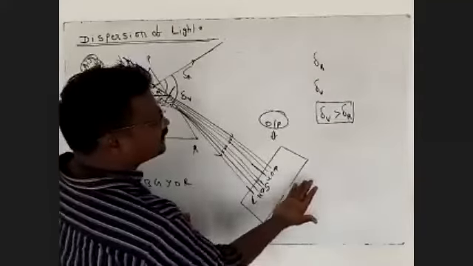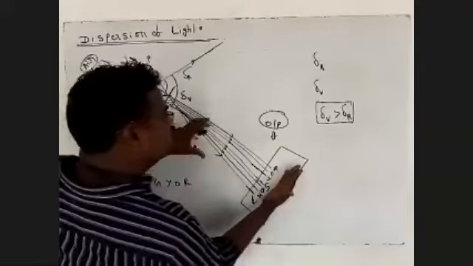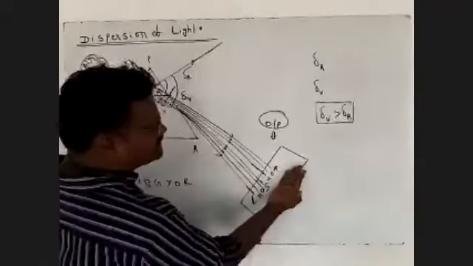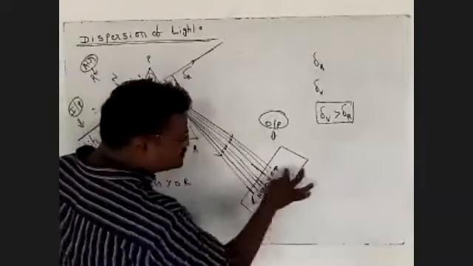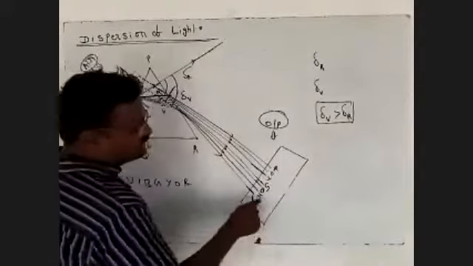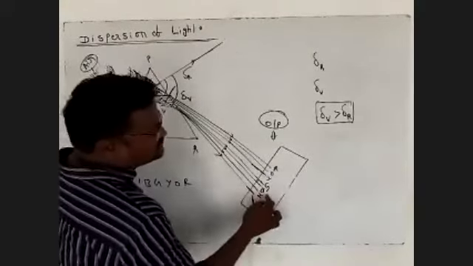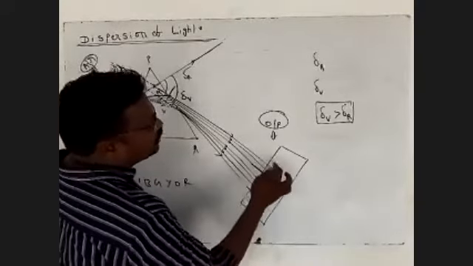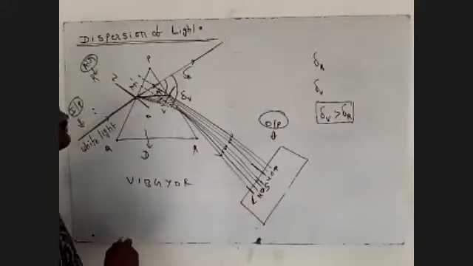So we take one screen. The screen is kept this side. So some colors fall on the screen. So we are finding the colors on the screen. The colors are VIBGYOR. V indicates violet, I means indigo, B means blue, G means green, Y means yellow, O means orange, R means red. These colors we are seeing.